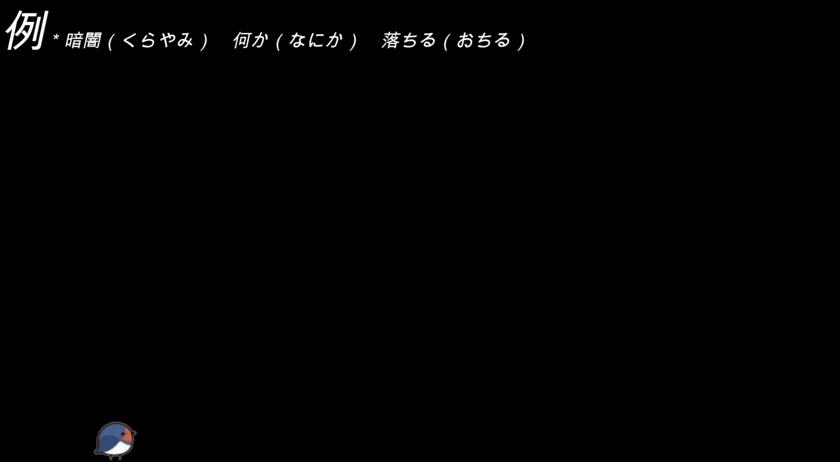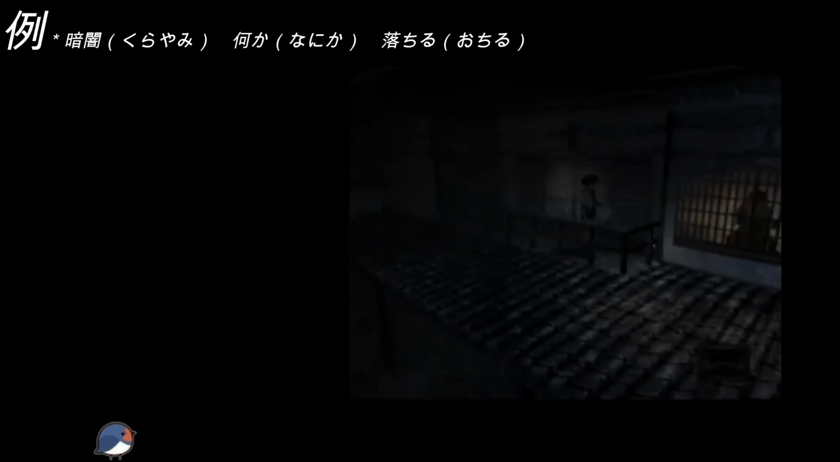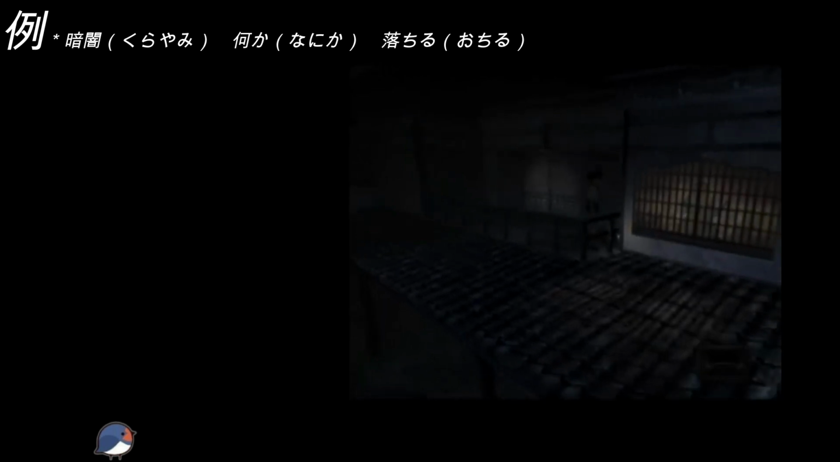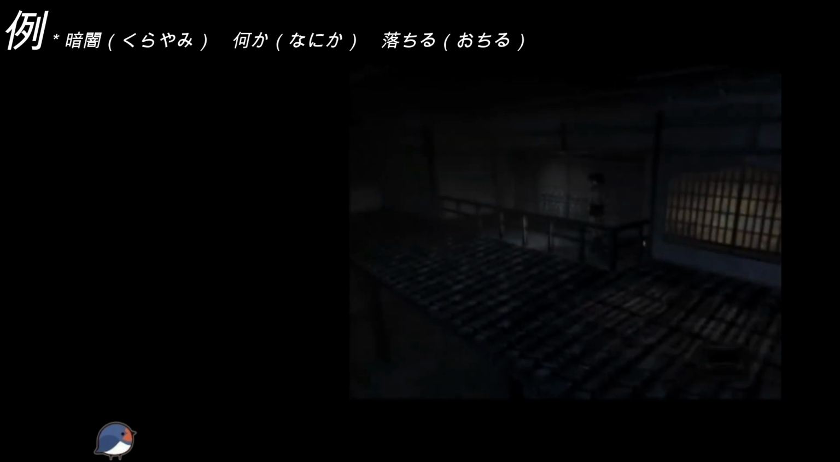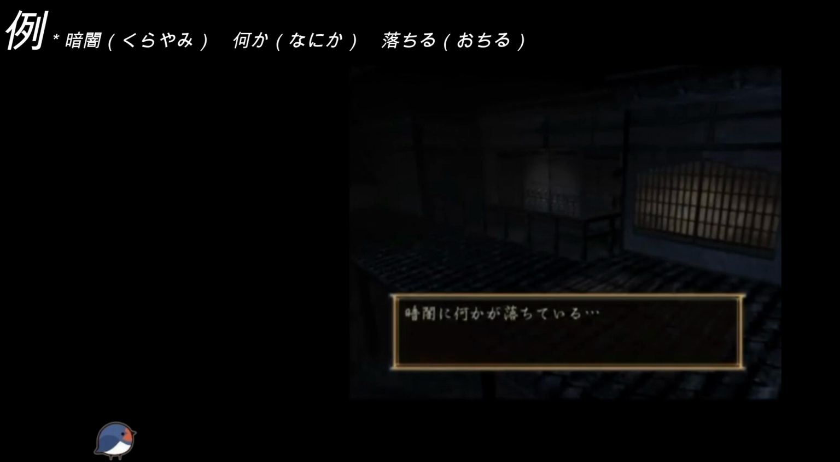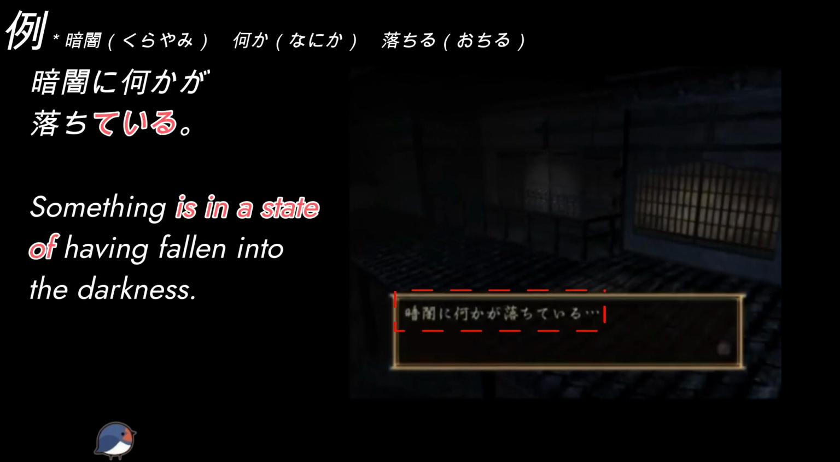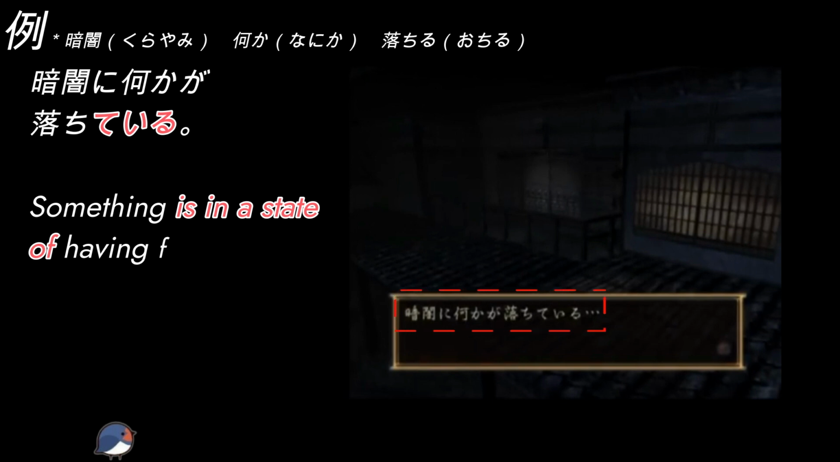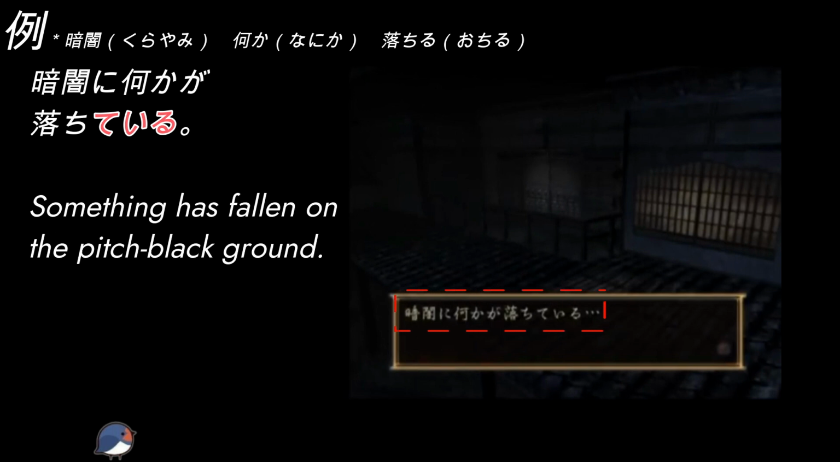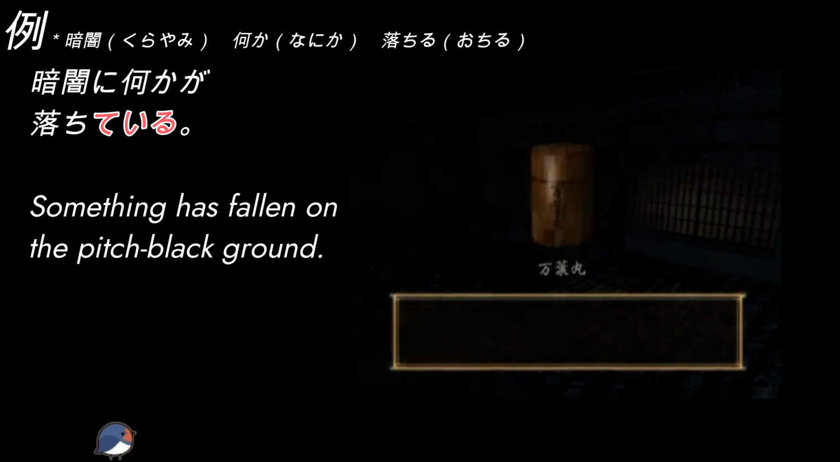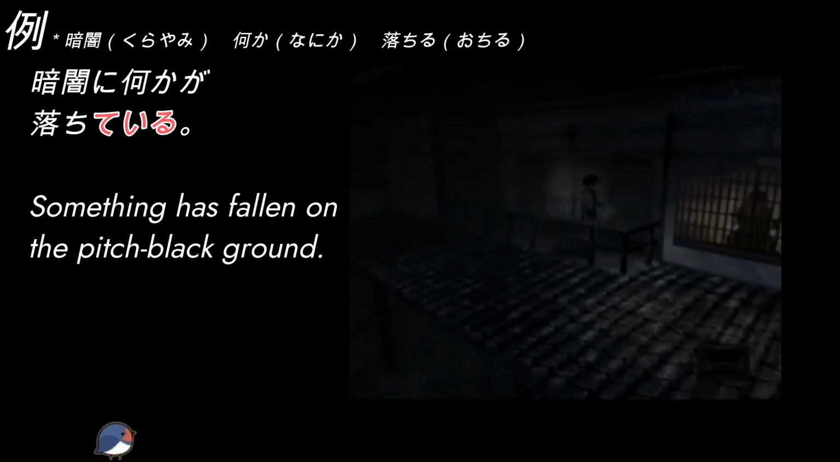And then this is from the game Fatal Frame. This time the character we control arrives at an abandoned mansion and finds something in a dark corner of the wall. She says, 暗闇に何かが落ちている. Something is in a state of having fallen into the darkness. But we wouldn't translate it like that. We would translate it as something has fallen on the ground. Hey, what is that? Oh, that is a manual gun.